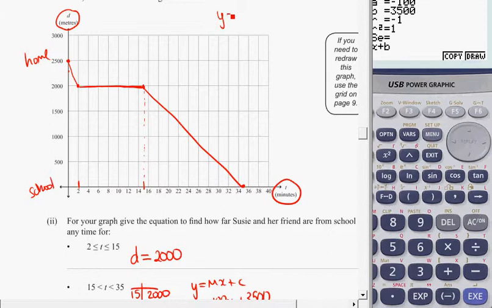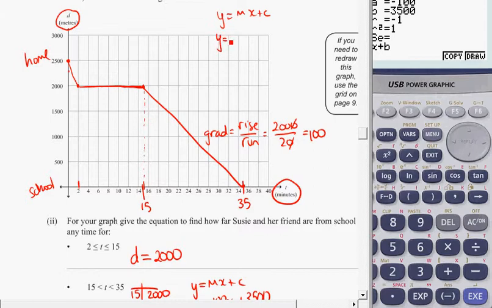Just to show you how to do it by hand, for those that wanted to try it by hand, we'll do it up here. Y equals mx plus c. First of all, working out the gradient. So the gradient equals rise over run. I can see that the rise is 2,000. The run from 15 up to 35, that run is a distance of 20. 2 into 200 goes 100, and of course it's negative because it's downhill.